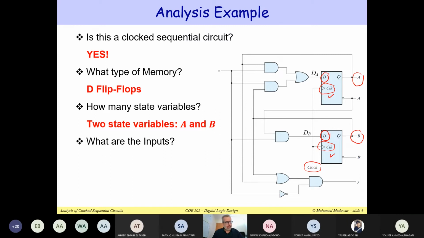What are the inputs? Can you see my slide? X, exactly, X inputs.